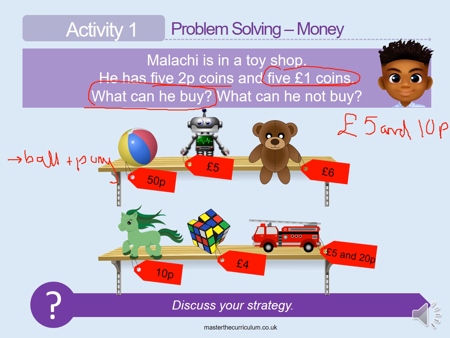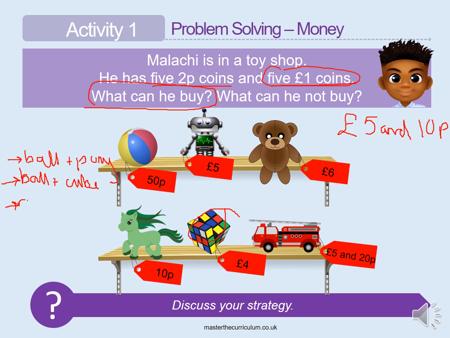He could buy, let's have a look. There's a ball that's 50 pence. Oh, here, the Rubik's cube is £4. Miscoloured cube down here. That would be £4.50. So let's write down, he could buy the ball and the cube. What else could he buy? Let's do this. He could buy the robot. The robot is £5 and a pony.